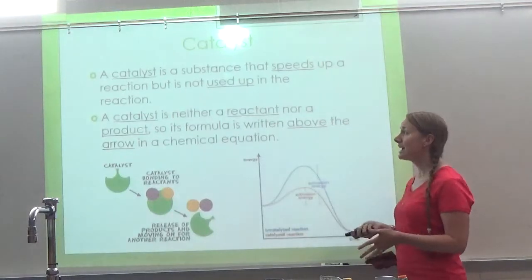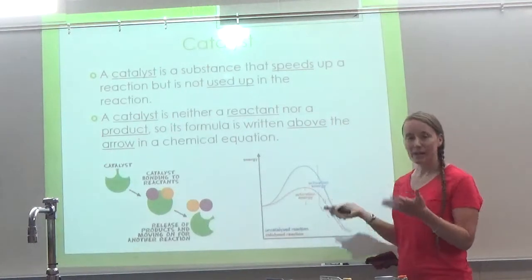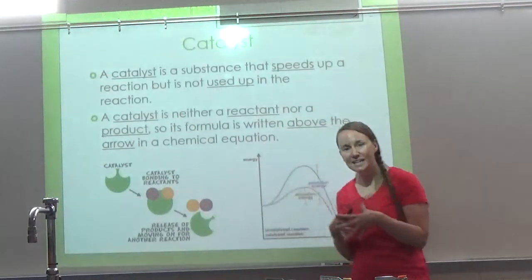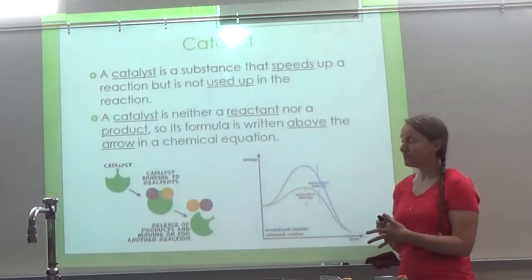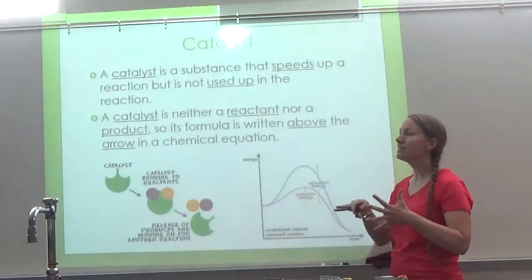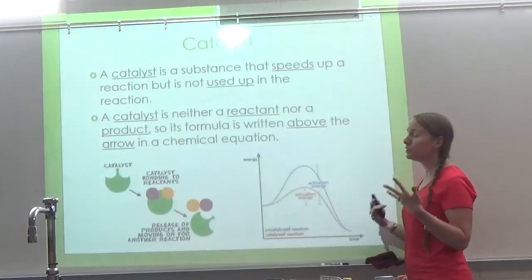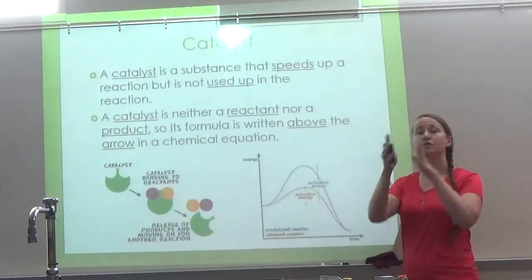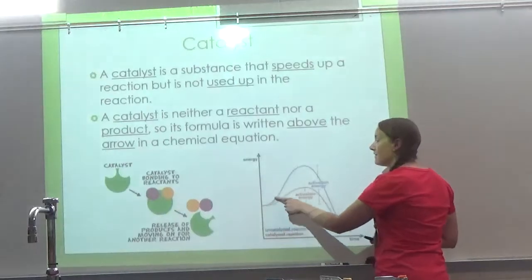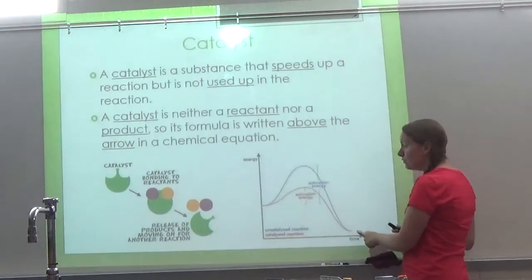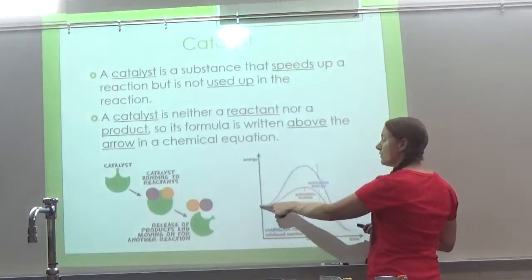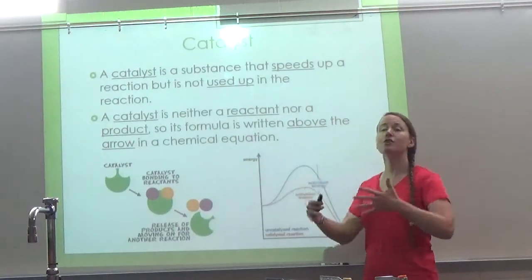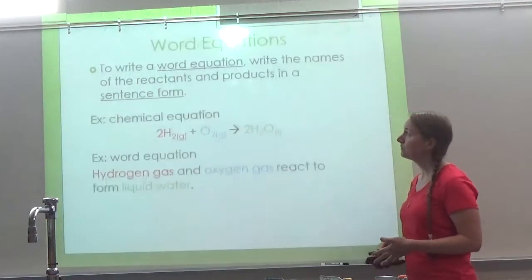So how does a catalyst speed up a reaction? Well, sometimes it gives the reactants a place to meet and then bond together. It changes the mechanism of the reaction, and so it lowers what we call the activation energy. So in order for reactants to form products, they have to have a certain amount of energy to form the products. And so when you add a catalyst, that lowers the activation energy, so it makes it easier and faster for the products to form.